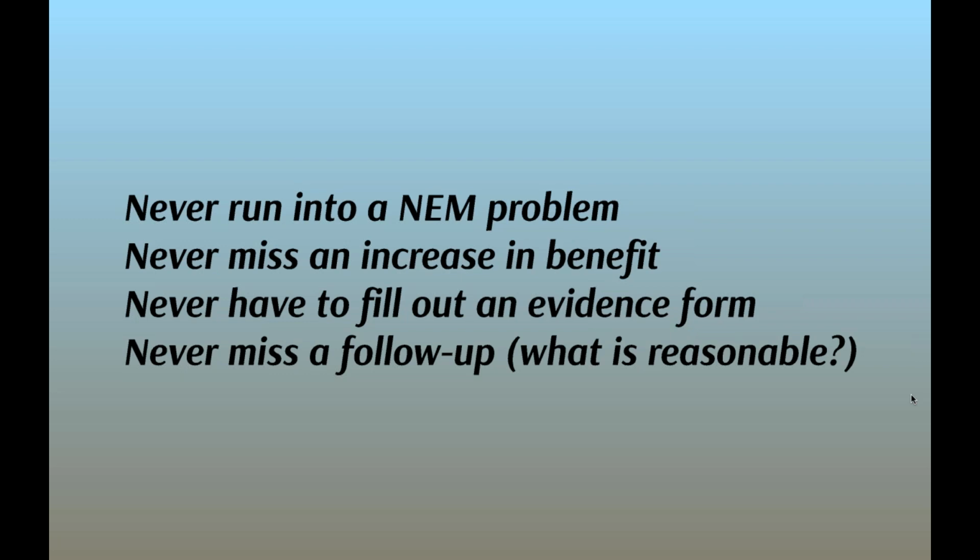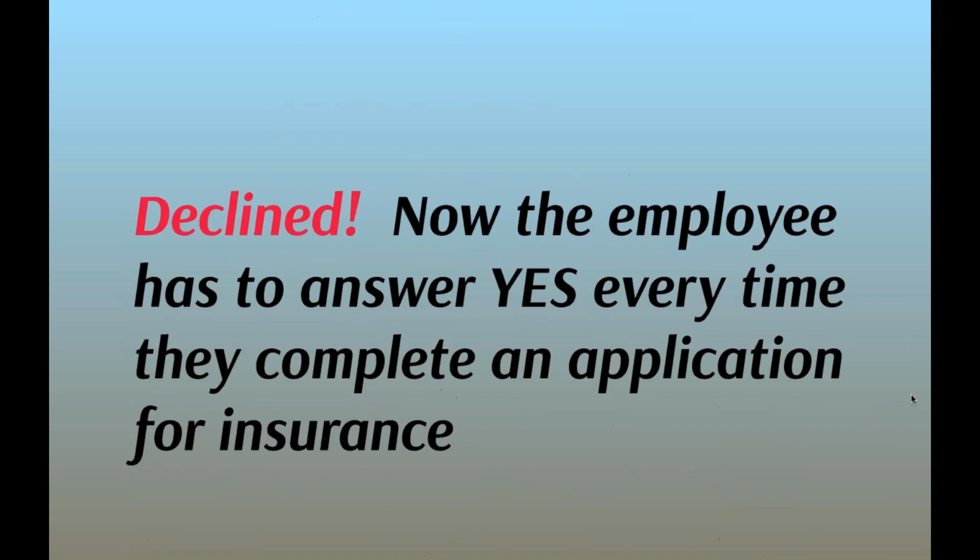But it's never running into an NEM problem. It's never missing an increase in benefit. If the employer decides to change the benefit, they can, but they never have to fill out an evidence of insurability form. And sometimes these things never get filled out. You give them to employees, but they never get them back, so you never have to miss a follow-up. What is reasonable? "Geez, I asked you for this 6 months ago and I didn't get it back." "Oh yeah, I forgot about it. It's in the bottom of my briefcase, or I lost it. Can I get another one? Or I have to go to the doctor. I'm just going to wait till after that." So you never run into these problems.